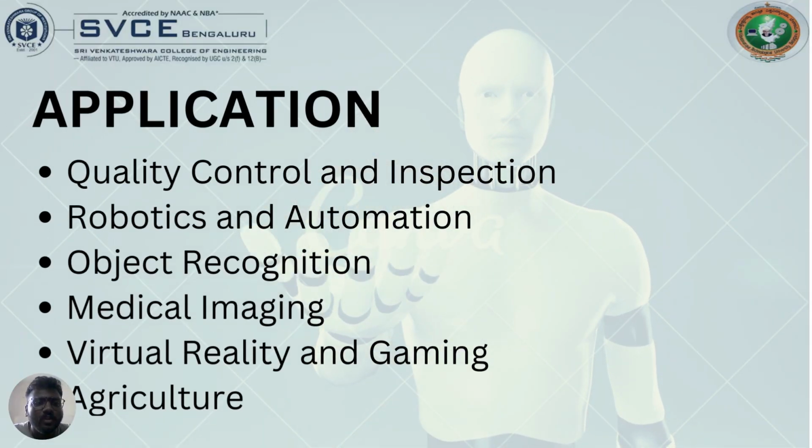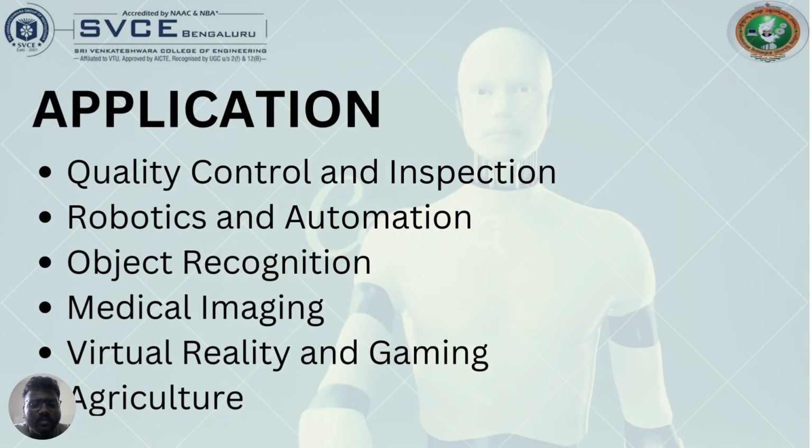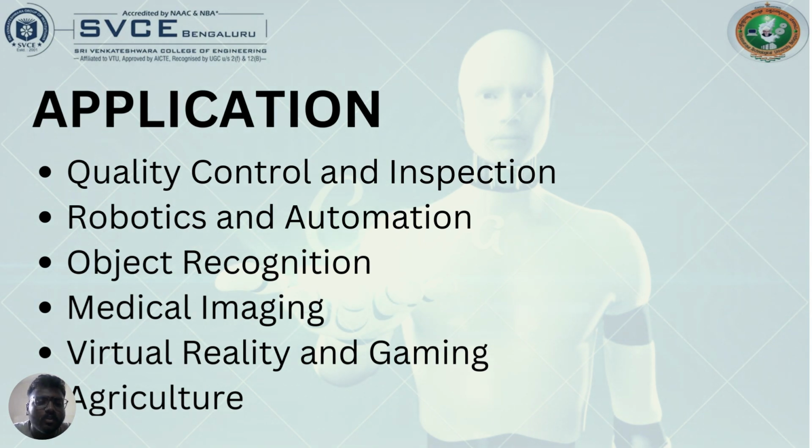Applications of 3D machine vision: quality control and inspection, robotics and automation, object recognition, medical imaging, virtual reality and gaming, and agriculture. Quality control: 3D machine vision can be used for quality control and inspection in manufacturing industries such as automotive, aerospace, and consumer goods. It can quickly and accurately detect defective parts such as scratches, dents, surface irregularities, and complex part assemblies. Robotic automation: 3D machine vision is an essential component for robotic automation systems, enabling the robot to identify and locate objects in an environment and perform a task with greater accuracy and precision.